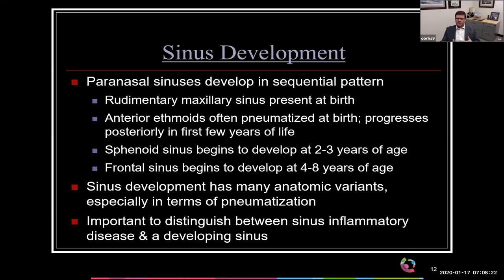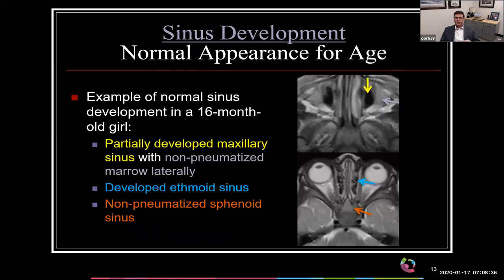There's lots of variation in terms of development of the paranasal sinuses, especially when it comes into play with the degree of pneumatization. But the important thing in a young child is that you don't want to mistake normal development for pathologic inflammatory sinus disease. So here's an illustrative case of a normal sinus appearance of a 16-month-old girl on MRI. And you can see at this point, you have rudimentary development of the maxillary and ethmoid sinuses.